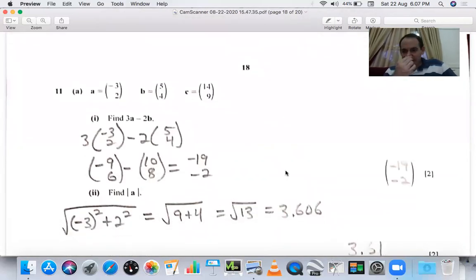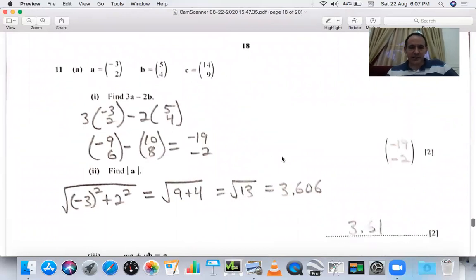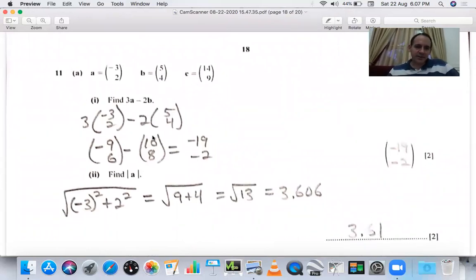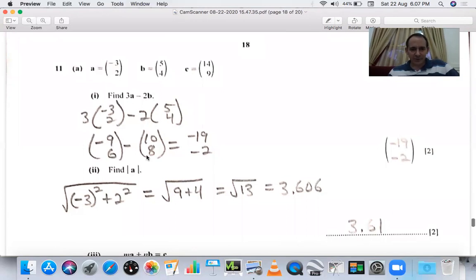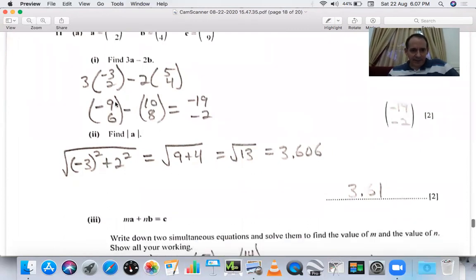Here we have a little bit of matrix, which is not on the new syllabus, but this is quite easy to do. Just 3 times matrix A minus 2 times matrix B. 3 times these numbers, it just distributes a scalar value through your matrix, and then distribute this one through, and then subtract. You just subtract their relative locations, and you get -19 and -2. So -9 minus 10 and 6 minus 8.